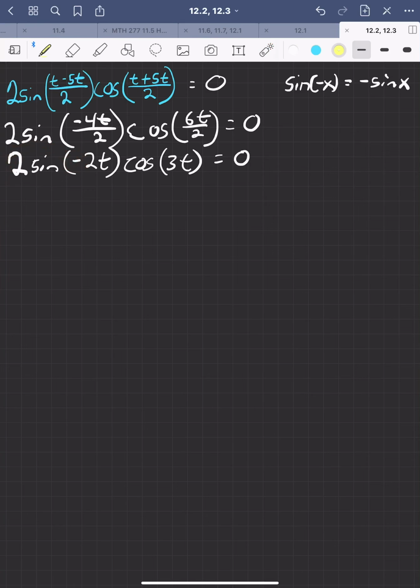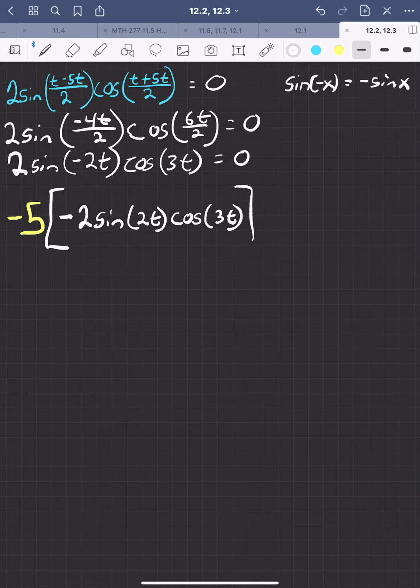And let's go ahead and get to where we are. So here's my negative 5 from the previous page. I'll use a different color. That's still sitting out front. And now I have negative 2 sine of 2t cosine of 3t is equal to 0.